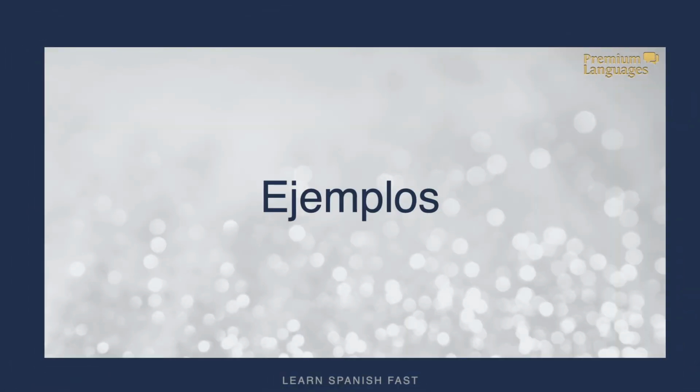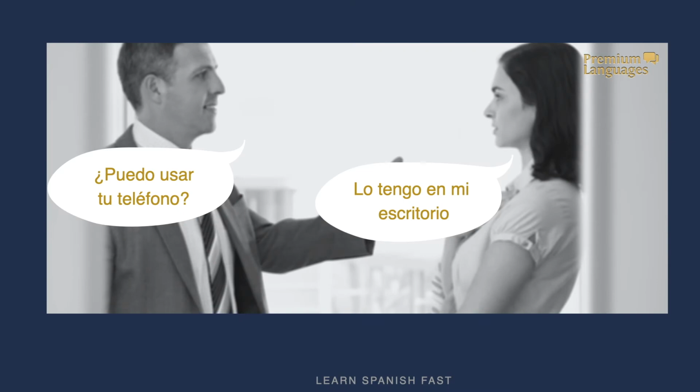Let's see now some examples in context. The man is asking the lady, ¿puedo usar tu teléfono? Can I use your phone? And she answers, lo tengo en mi escritorio. You can probably identify the pronoun lo. Lo refers to teléfono. It's masculine and singular. Lo tengo en mi escritorio. I have it on my desk.